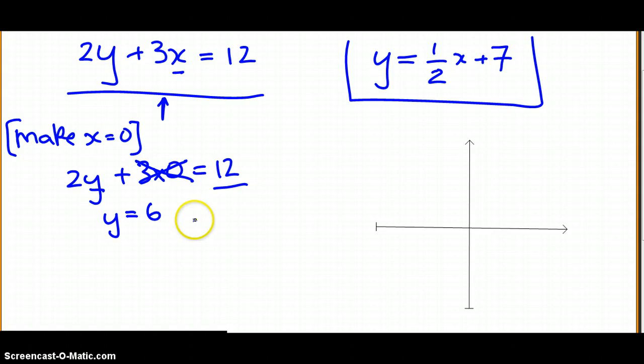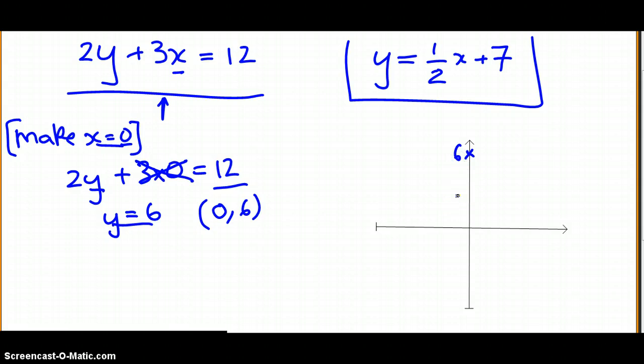What does this tell us? Well, what we know is on the line, one of the coordinates is 0, 6. We always write the x coordinate followed by the y coordinate. And we can actually go over here and plot 0, 6. Don't go anywhere in the x direction, but go 6 in the vertical direction and put a cross.